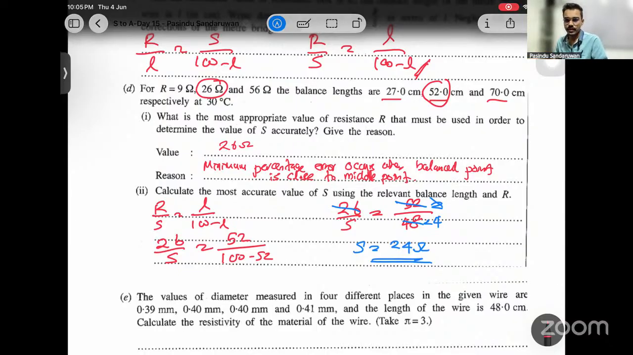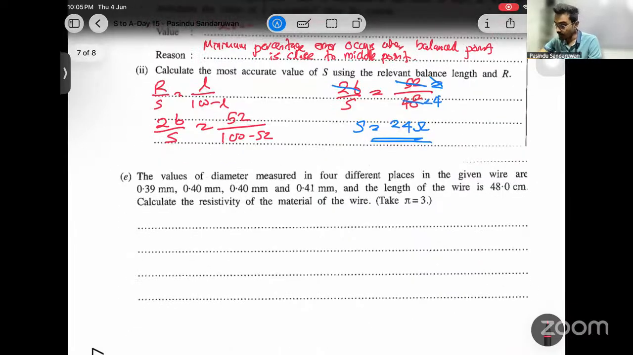Next, E. The values of diameter measured at 4 different places in the given wire are 0.39 millimeters, 0.40 millimeters, 0.40 and 0.41. The length of the wire is 48 centimeters. Calculate the resistivity of the material of the wire. Take pi equals 3.